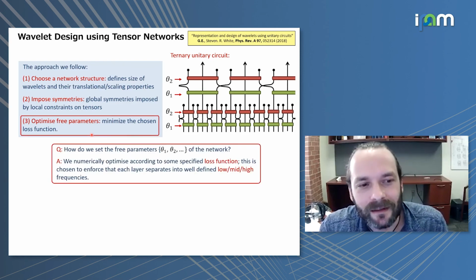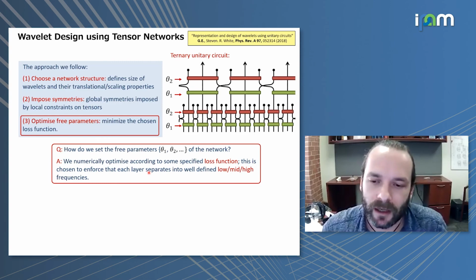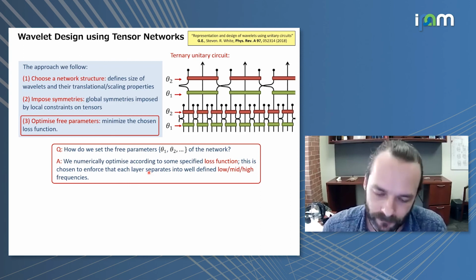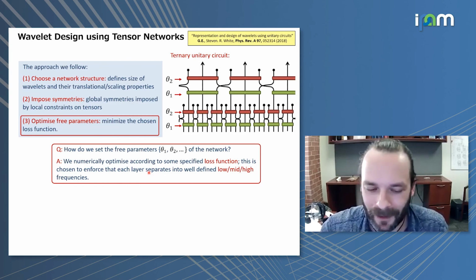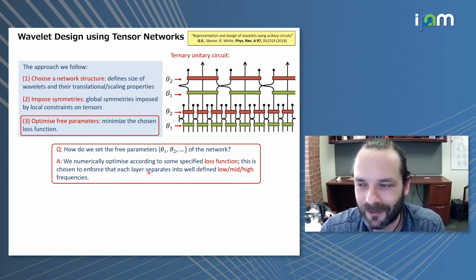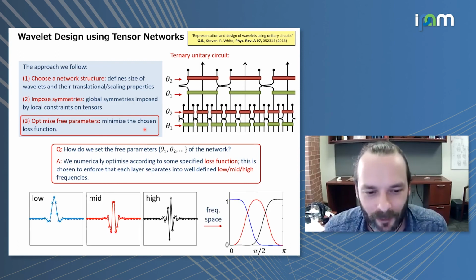Okay, and the loss function we use is based upon making sure each layer of the network is well separated into low, mid, and high frequency components. So we want to realize a sort of bandpass filter with these three separate frequency components. Okay, so we do this optimization.